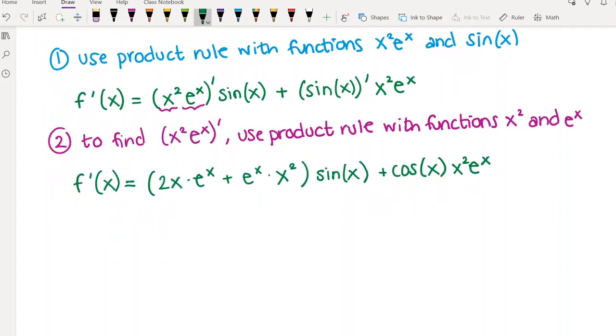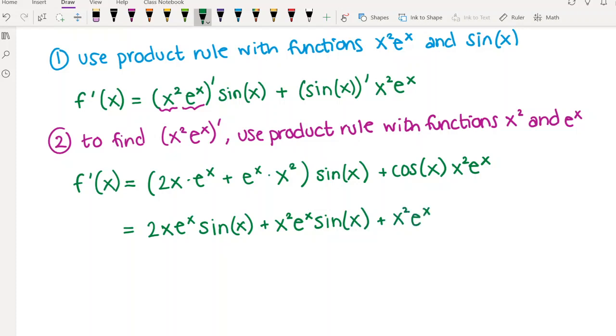So let's clean this up a little bit. If you wanted to, you could distribute the sine of x. You don't really have to. Maybe let's just do it. Personally, I tend to like to distribute stuff, but it really doesn't matter. You could leave it factored if you like that better. So we have 2x e to the x sine of x plus x squared e to the x sine of x plus x squared e to the x cosine of x. So that's our final answer.